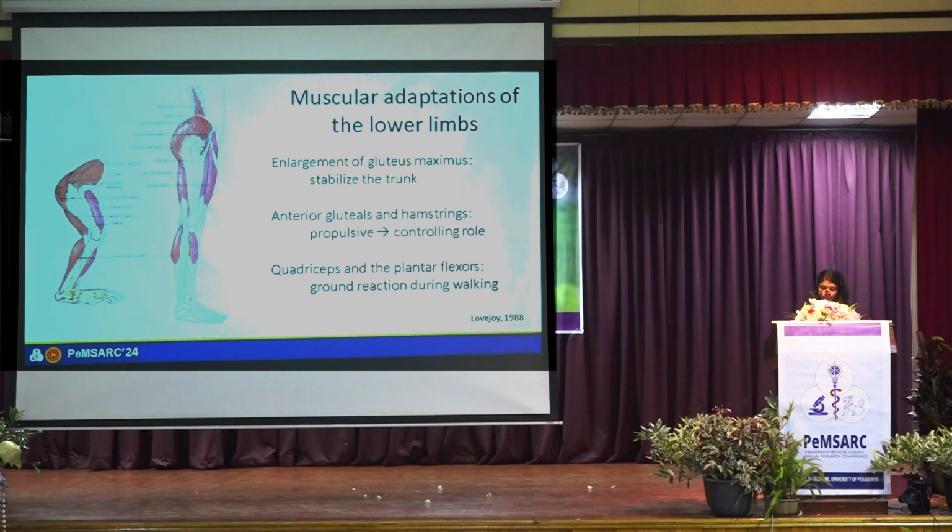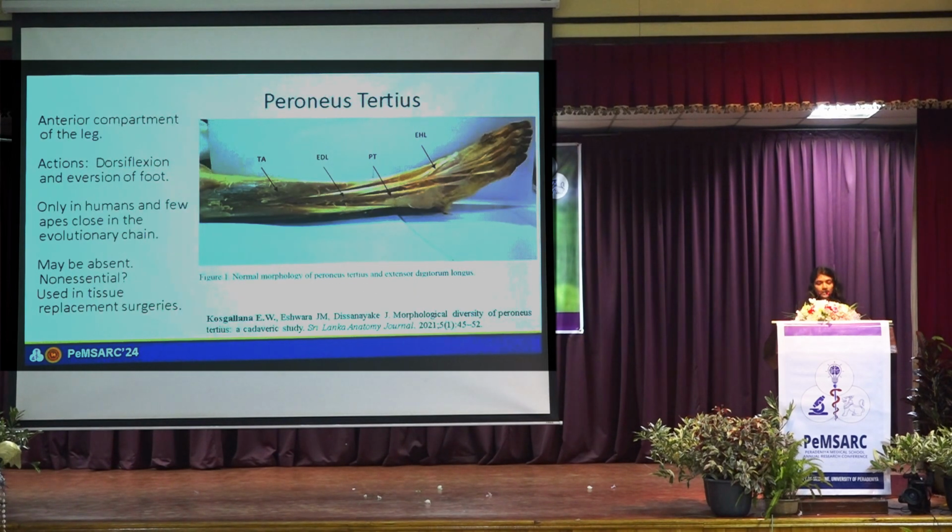The quadriceps and the plantar flexors are the main muscles used for the ground reaction during walking. Then we come to one of the important, interesting muscles, the peroneus tertius. It is present only in humans and few of the apes closest in the evolutionary chain. It is found in the anterior compartment of the leg and is involved in dorsiflexion along with the other anterior compartment muscles, and with eversion of the foot along with the muscles in the lateral compartment. And it may be absent in some and is considered non-essential and used in tissue replacement surgeries.